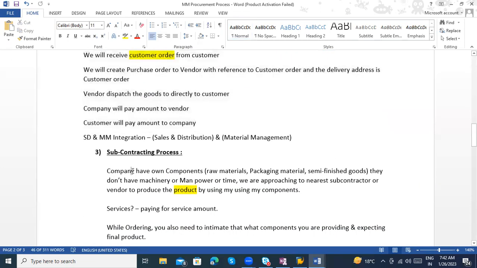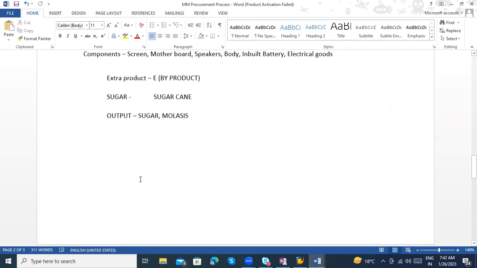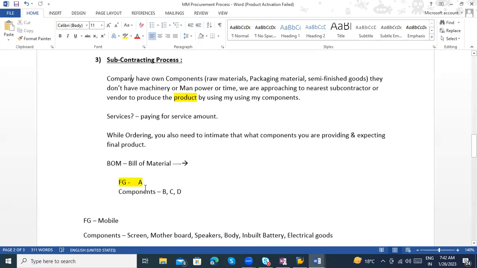And coming to the next special stock procurement process, which is the subcontracting process. Subcontracting is where we have the components. Let's say I am manufacturing with raw materials and also selling the finished goods to customers. I have the raw materials, but I don't have machinery or maybe manpower, or for other reasons I cannot prepare this final product. So I approach the nearest vendor who can make this product using my raw materials.